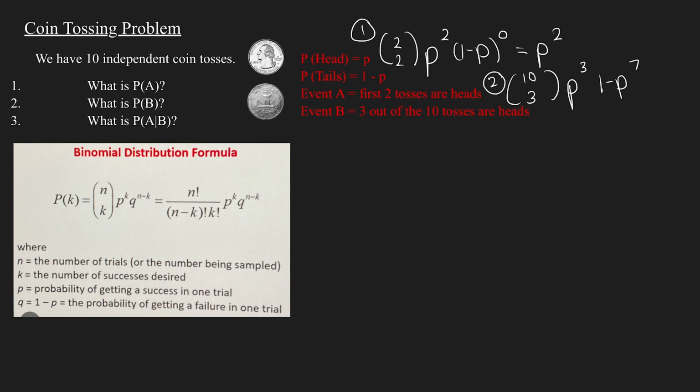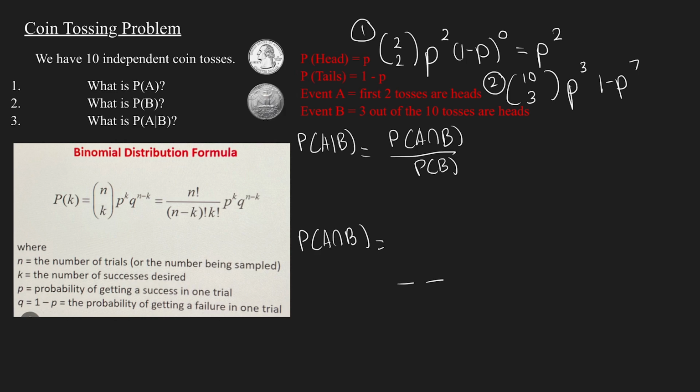What is the probability of A given B? We do that through conditional probability, which states that the probability of A given B equals the probability of A and B over the probability of B. We already figured out the probability of B from number 2, so let's figure out the probability of A and B. Reading the 2 events, we know that the total tosses is 10.